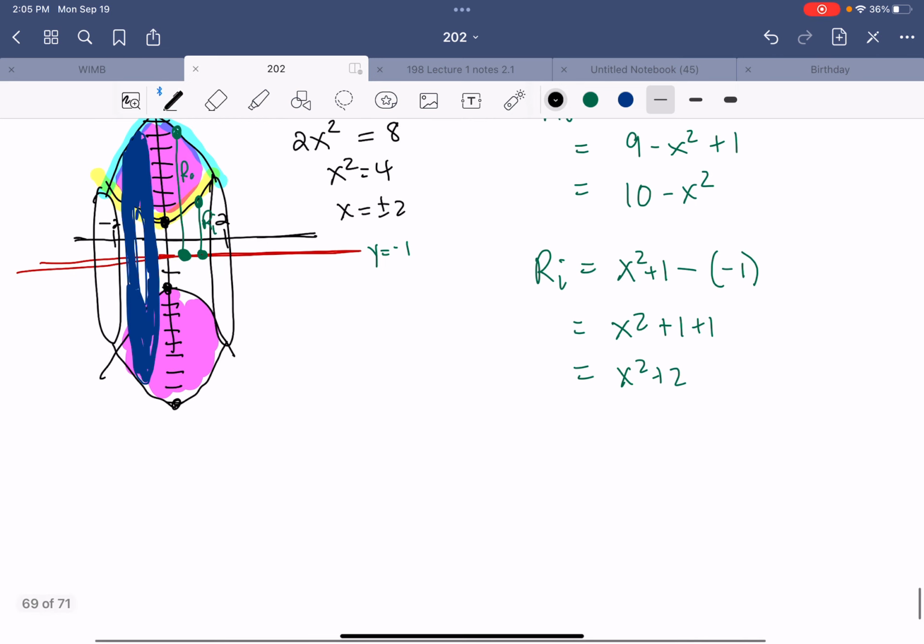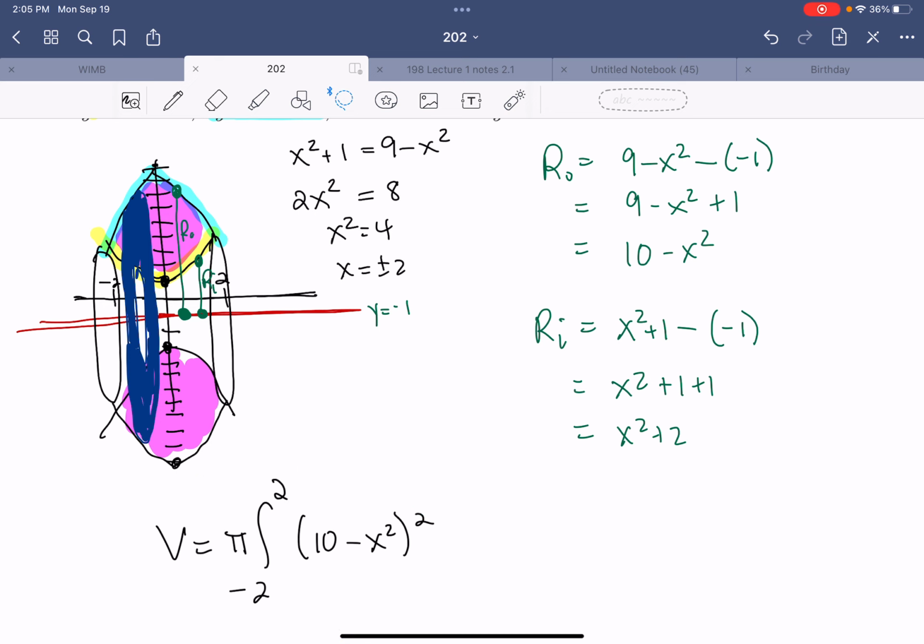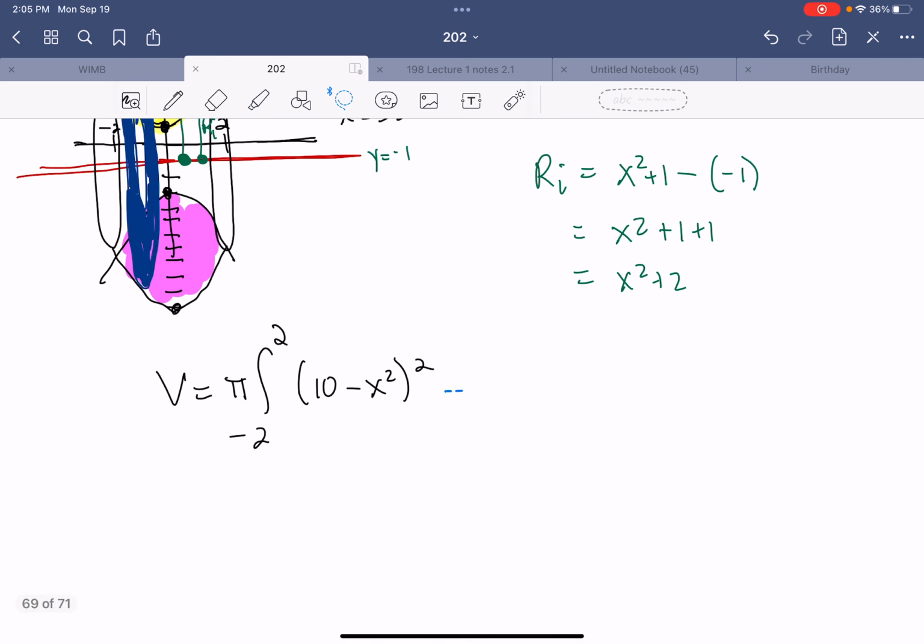So that when I go to put it in my formula for the volume, keep in mind, we are going from x equals -2 to 2. So this is pi times the integral from -2 to 2. And then you want your r outside squared. So that is the 10 minus x squared that we calculated, squared. Minus the inside radius squared. The inside radius we determined to be x squared plus 2, squared, dx. And that'll find us the volume.